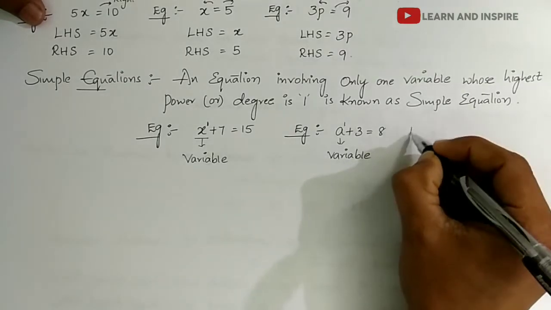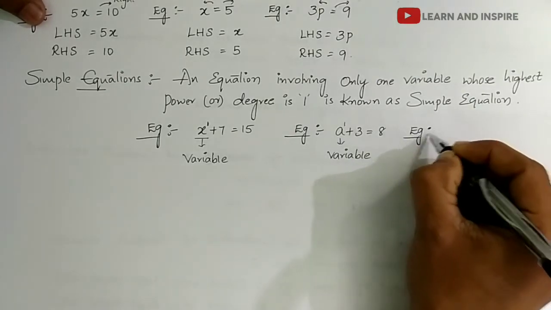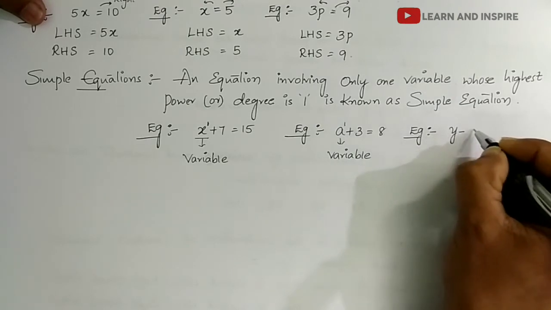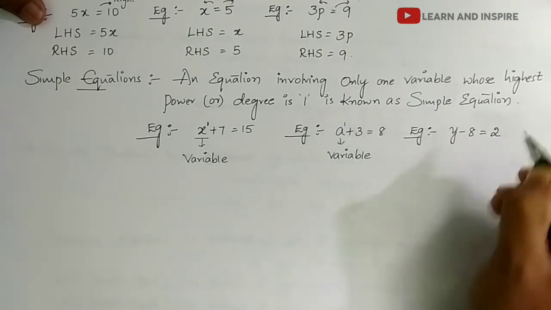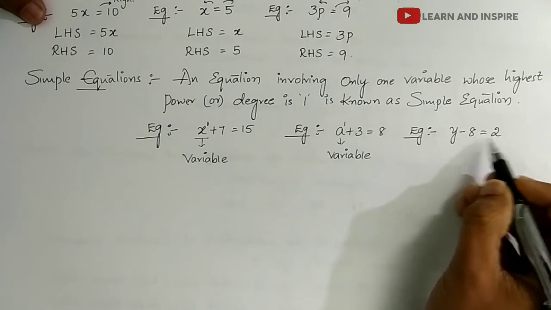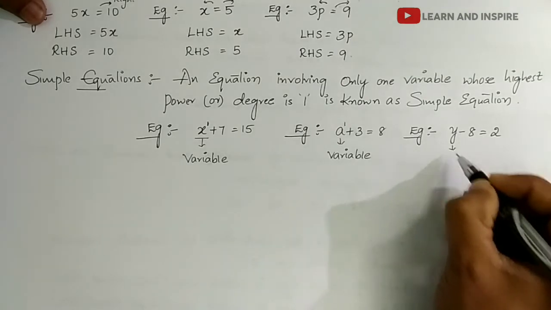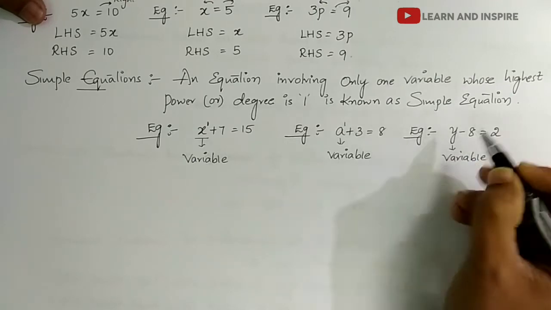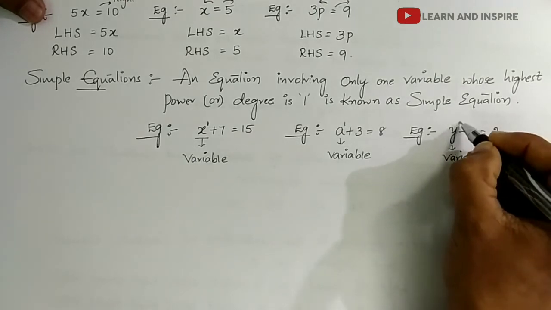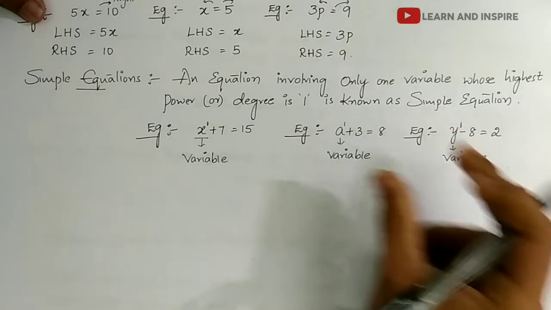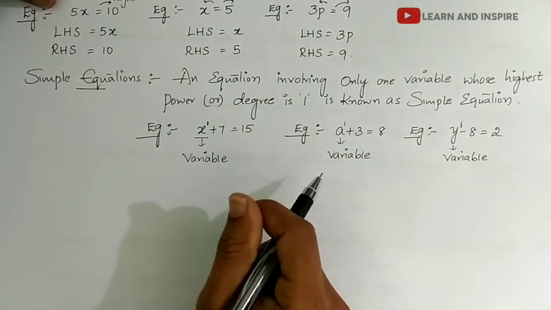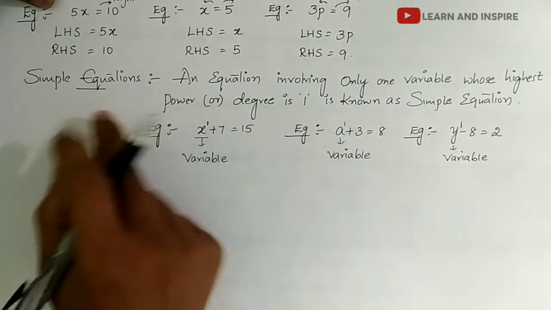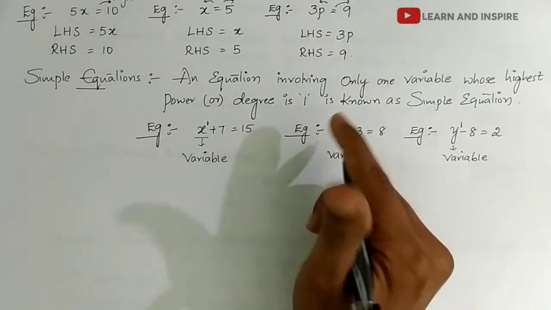Now we'll write one more example. Y minus 8 is equals to 2. So here what is the variable? Variable is y. And what is the power of the variable? So power of the variable is 1. Then we can say it is a simple equation. Understood? So this is the definition for simple equation.